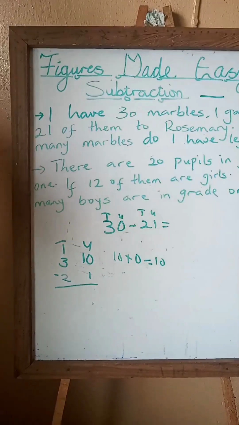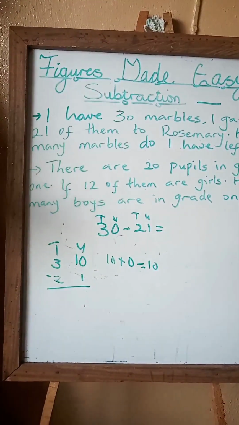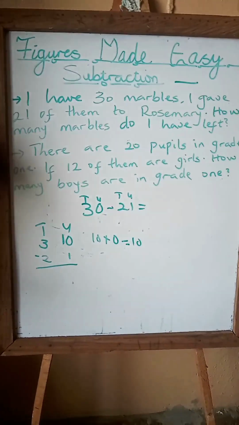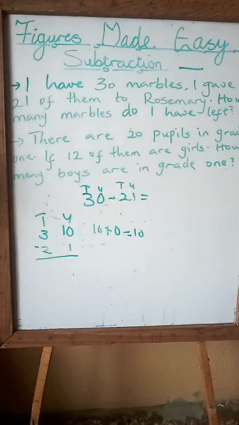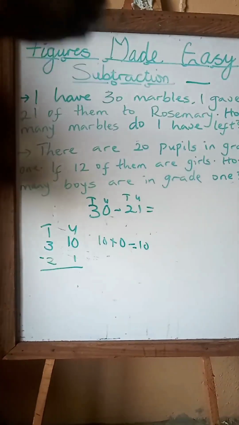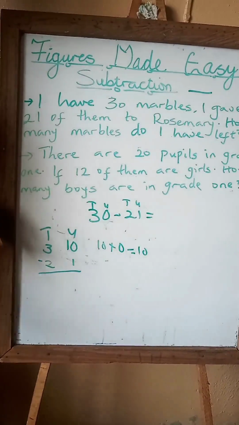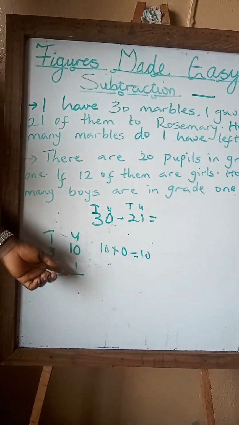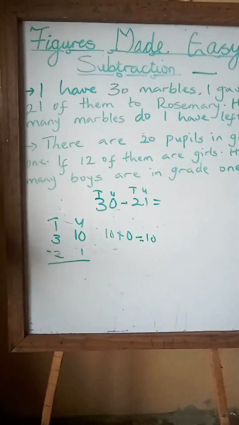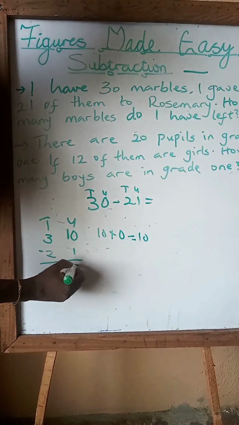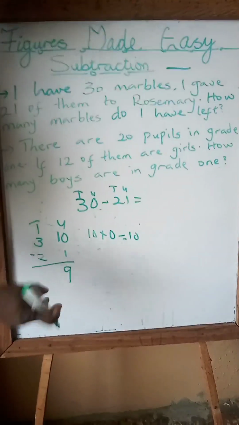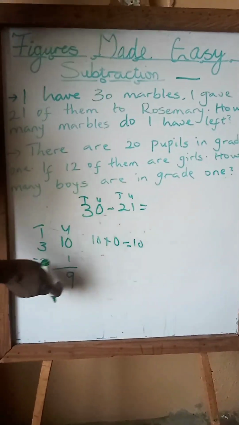Now remember when we did our addition, I told you that you count forward. But now when you're doing your subtraction, you count backwards. So before 10, 10 minus 1 simply tells you that before 10, what do you have? Before 10, what number do I have? 9. So you write 9. 10 minus 1 is 9.